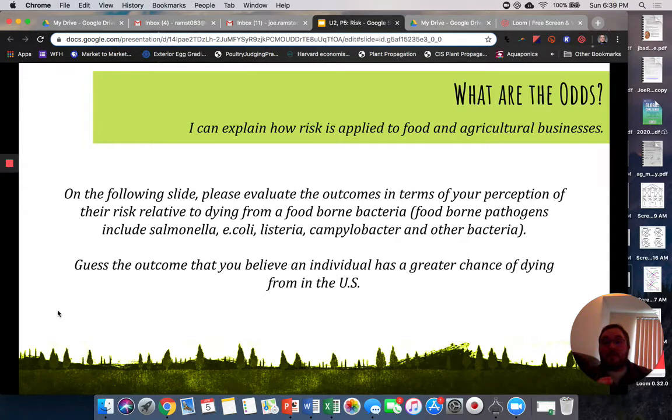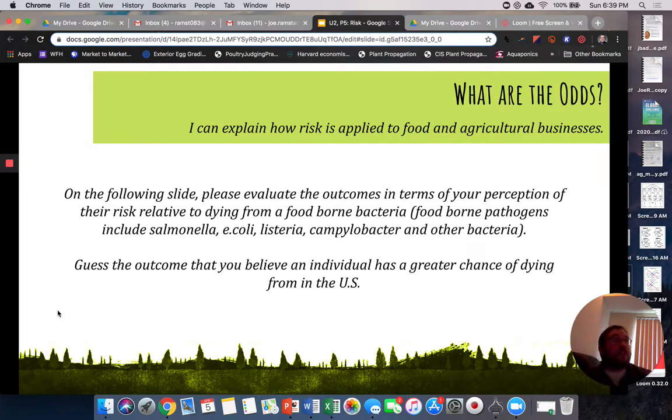So on the following slide, please evaluate the outcomes in terms of your perception of the risk relative to dying from a foodborne bacteria. This includes pathogens like Salmonella and E. coli, etc. And I want you to guess the outcome that you believe an individual has a greater chance of dying from in the US.